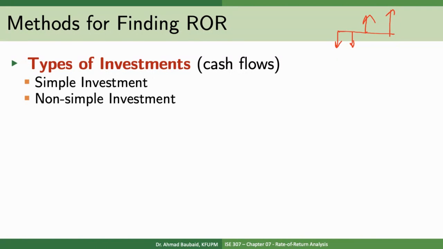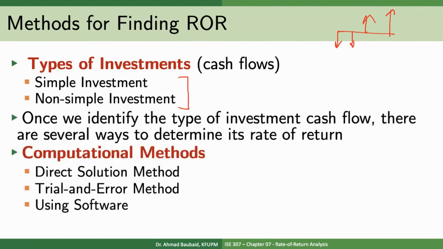To do that, well, we need to recognize first of all that we have 2 types of cash flows, or 2 types of investments. One is called simple investment, and one is called non-simple investment. Okay, so these are new. Actually, we haven't seen these terms before, but they're very easy. We're going to see. They mean very basic things. Once we identify what the type of investment cash flow is, we have different ways of finding the rate of return. And so what are these ways?